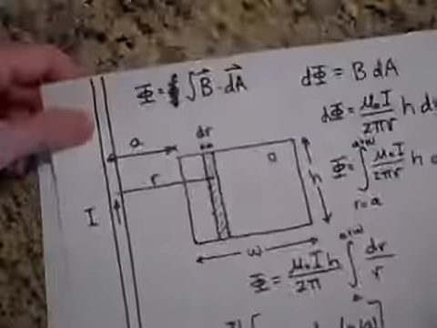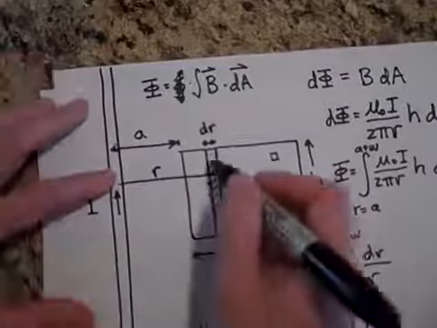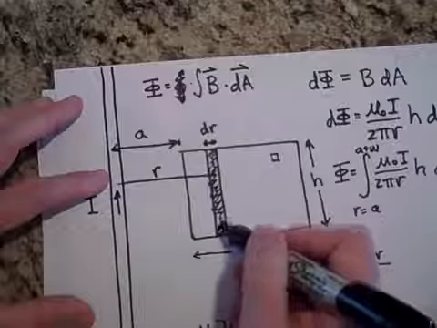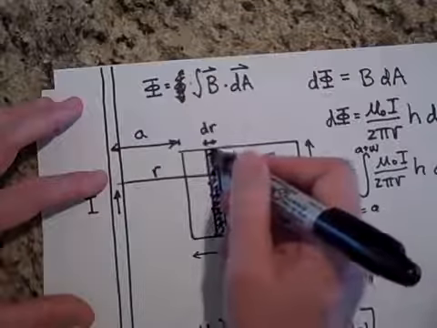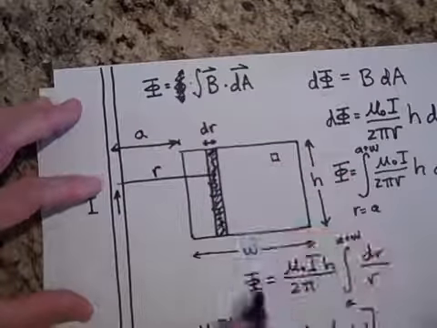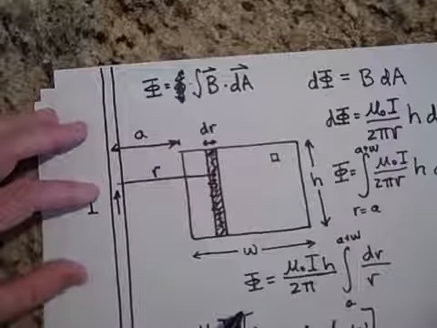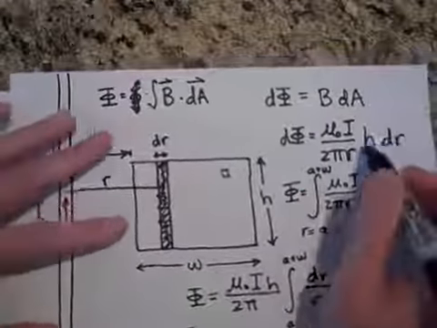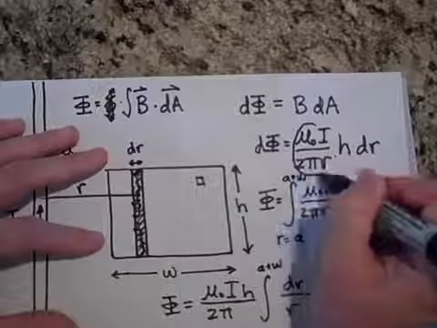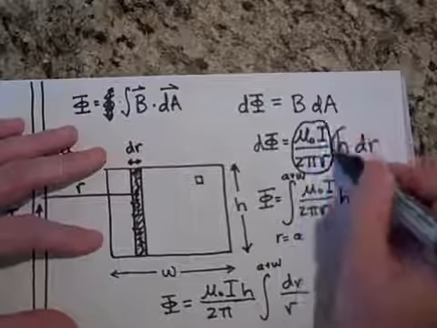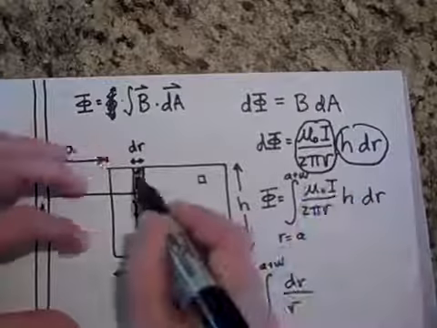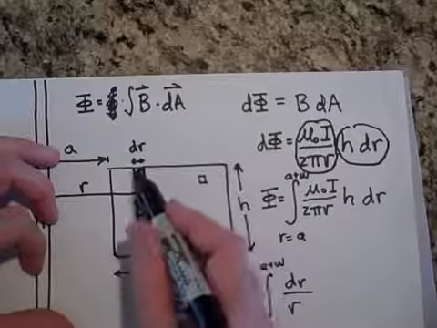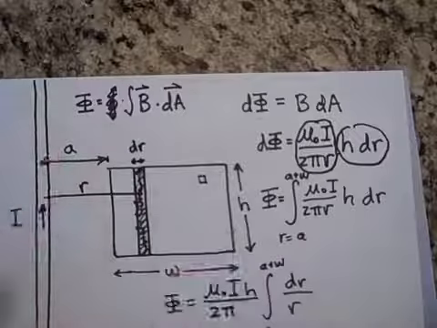We made use of the fact that the B right here was uniform. That's what we were making use of, and that's why this right here was the magnetic field, and this right here was the little area, the height h times the width dr. And so that's how you got that.